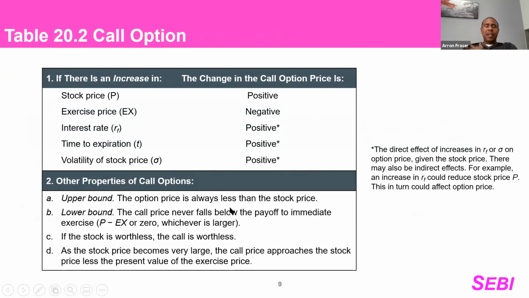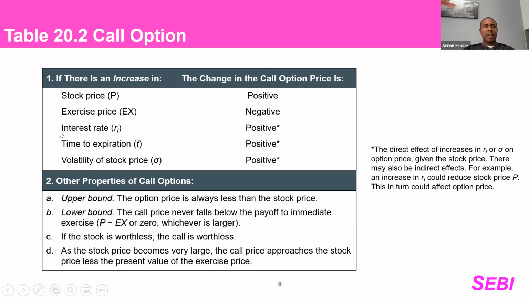A couple of things to note, and these are conceptual things. If there's an increase in the stock price, the change in the call option price would be positive. So if the stock price goes up, the money you pay for the call option would also increase, right? If the stock price goes up by $5, the call option price will go up by some amount too. Secondly, if there's an increase in the exercise price, the change in the call option price would be negative. So the price will go down, and the amount of money you pay to obtain that option will reduce.